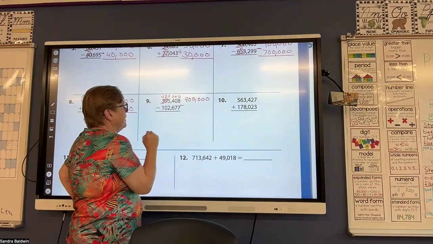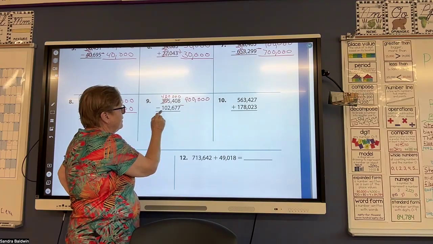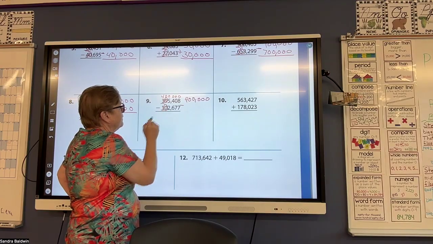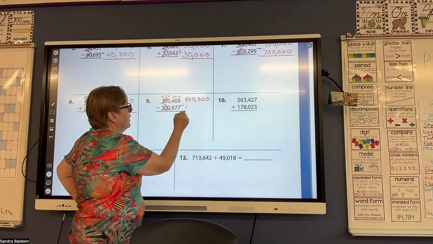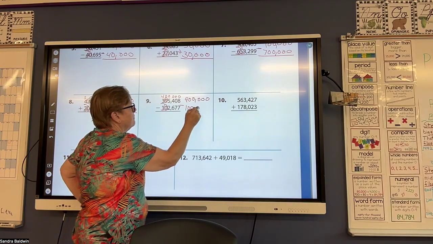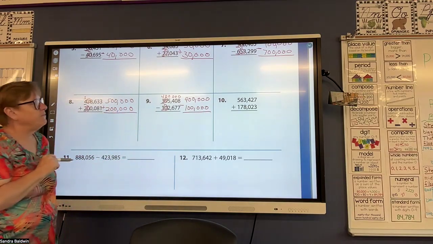I'm subtracting here 102,677. That's the 100,000. That is the 10,000. Since it's a 0, we're going to keep it as is, the 1, and then we're putting zeros. And then you can finish it on your own.